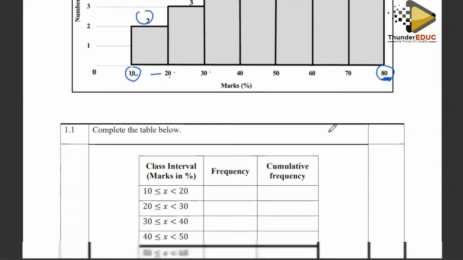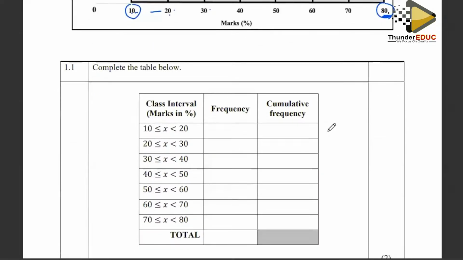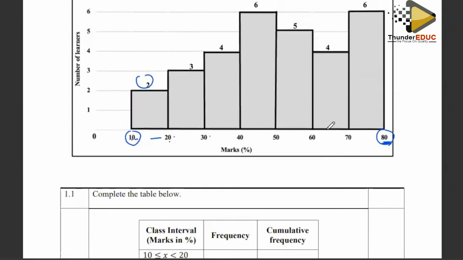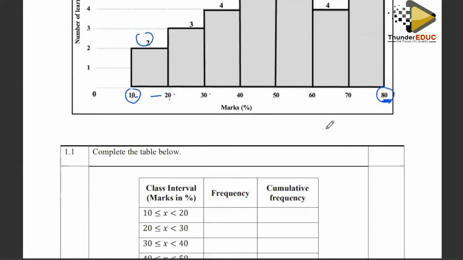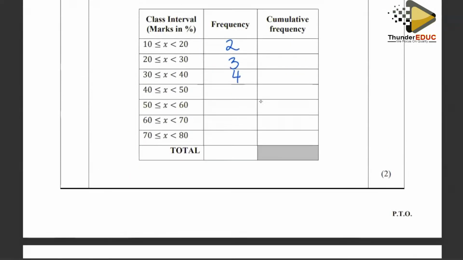Then they want us to complete the table below. So this table is showing us the frequency as well as the cumulative frequency. So let's start with the frequency. So we have a 2, okay? Then we have a 3, and then we have a 4, and then we have 6, 5, 4, and a 6. Then for us to get the cumulative, we know that the first cumulative should be the same as the first frequency, which is a 2.